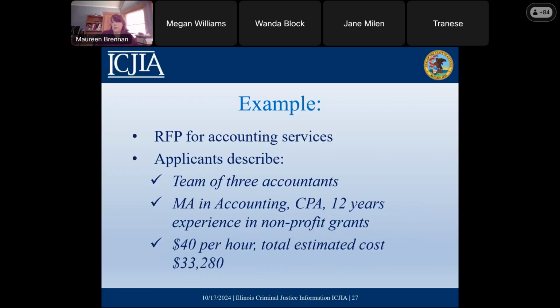Here's the example I should have thought of a second ago. If you were going to do an RFP for accounting services, you're going to describe the accounting services that you need. And an applicant, for instance, might say, I've got a team of 3 accountants, here are their qualifications, and we charge $40 an hour. We estimate the number of hours that it's going to take to provide these services. Here's my estimate for what it would cost to provide the services that you told me that you needed.